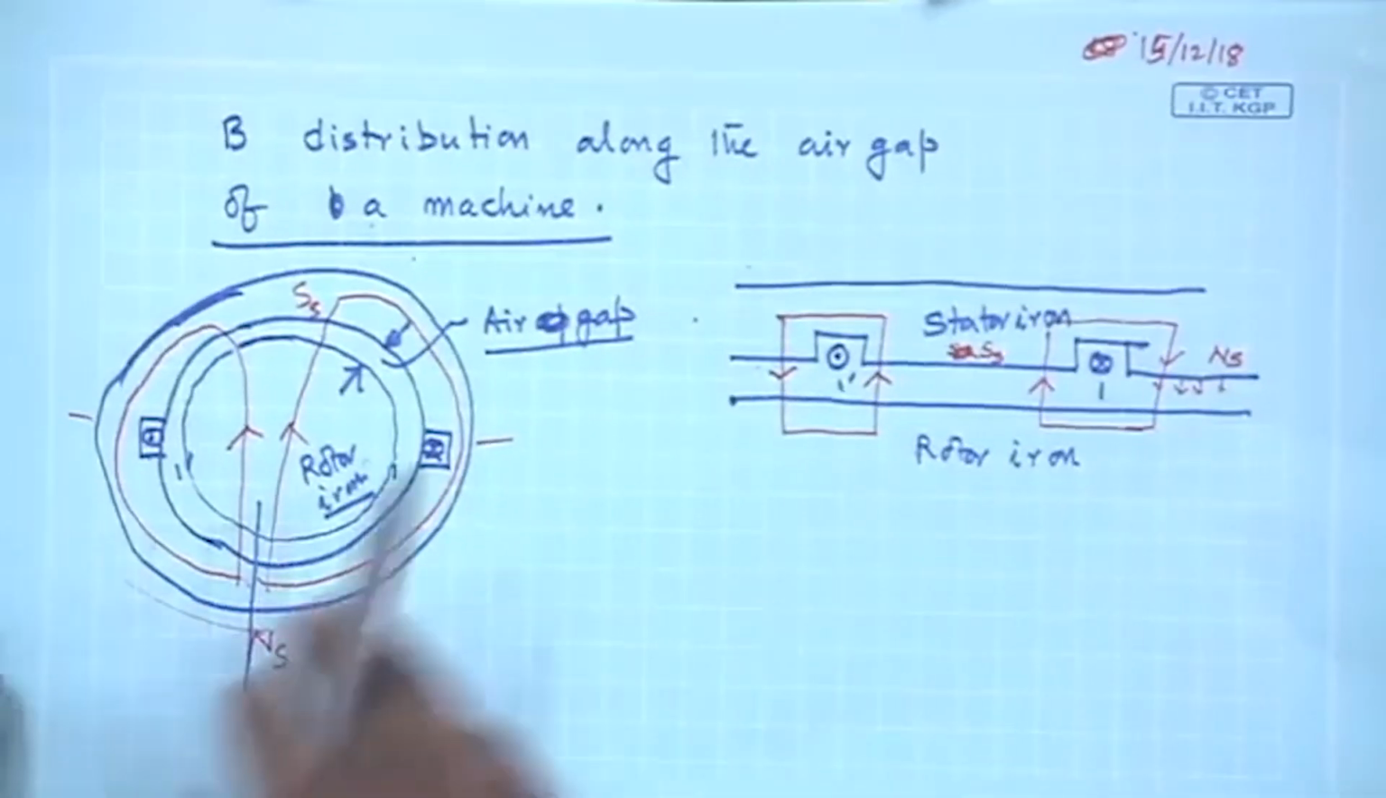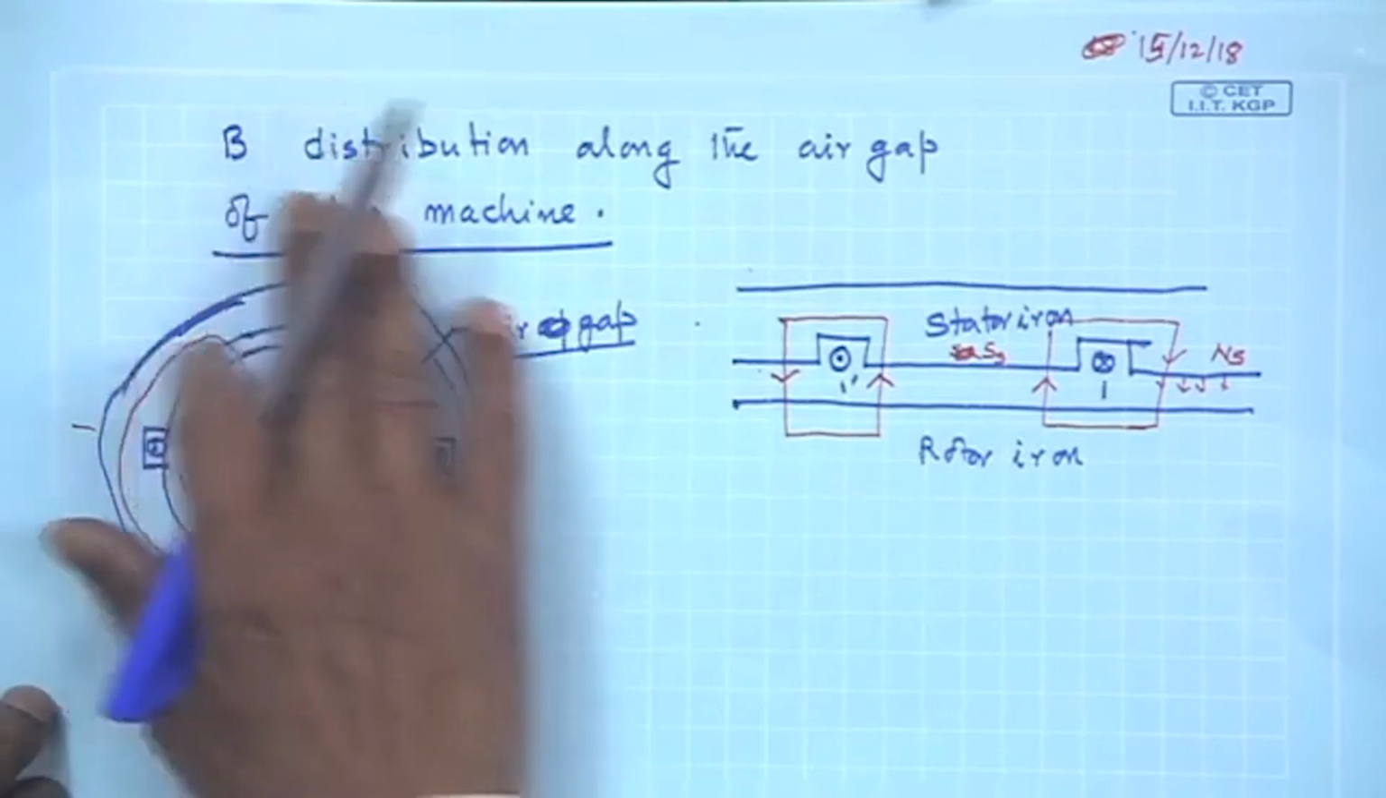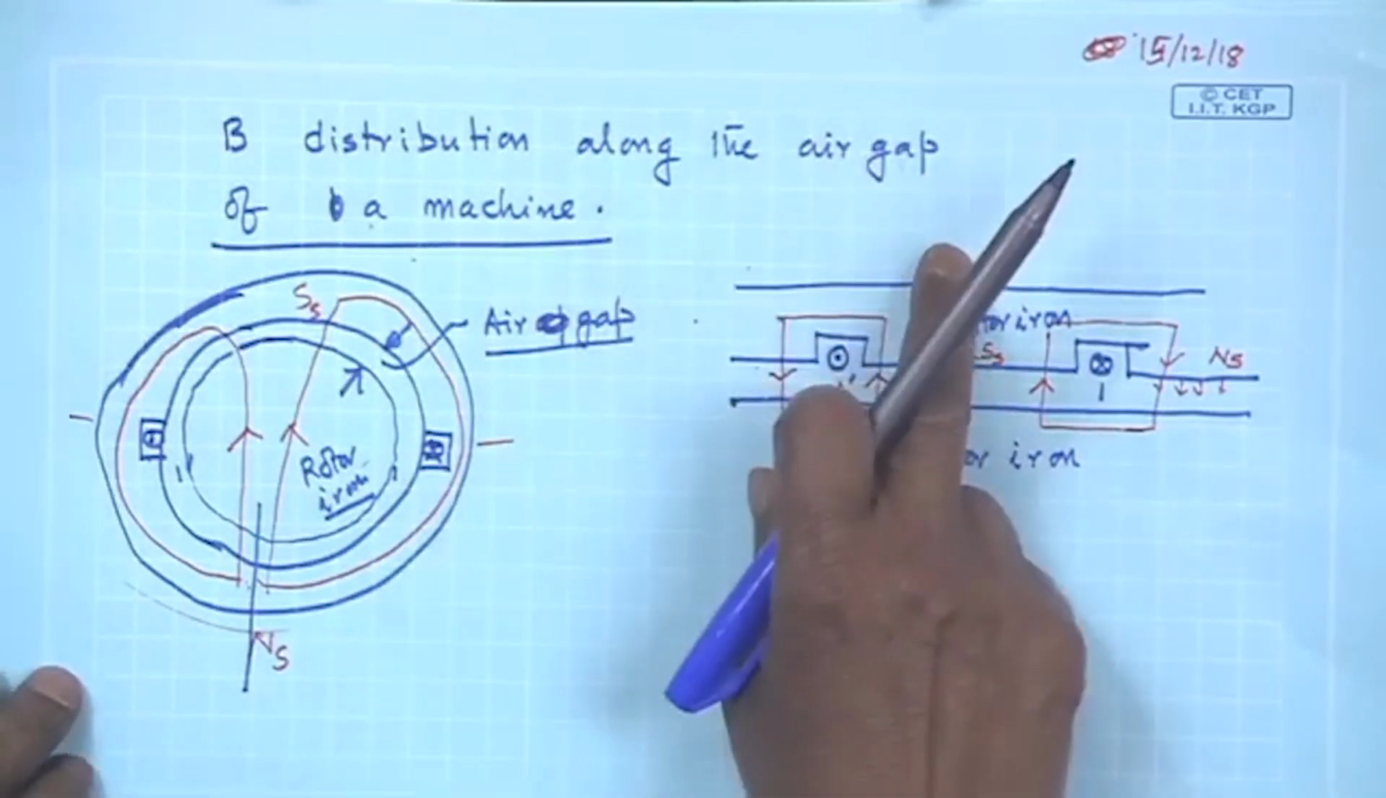Welcome to the 14th lecture, and we are discussing how to find the B distribution, the flux density distribution, along the air gap of a machine.